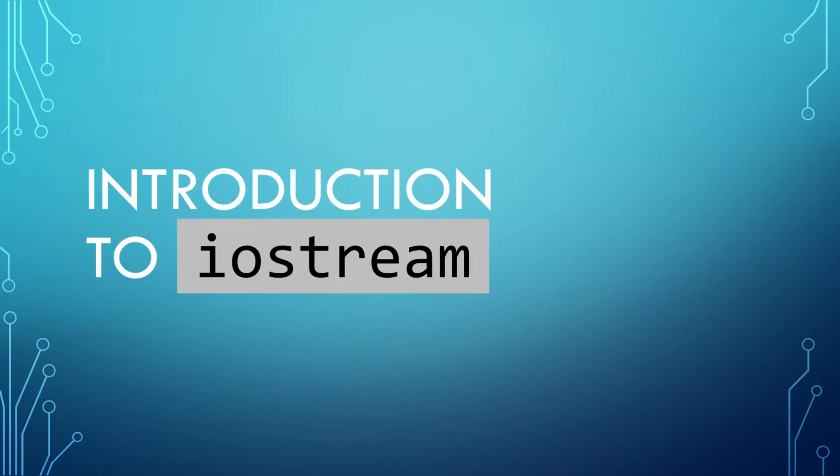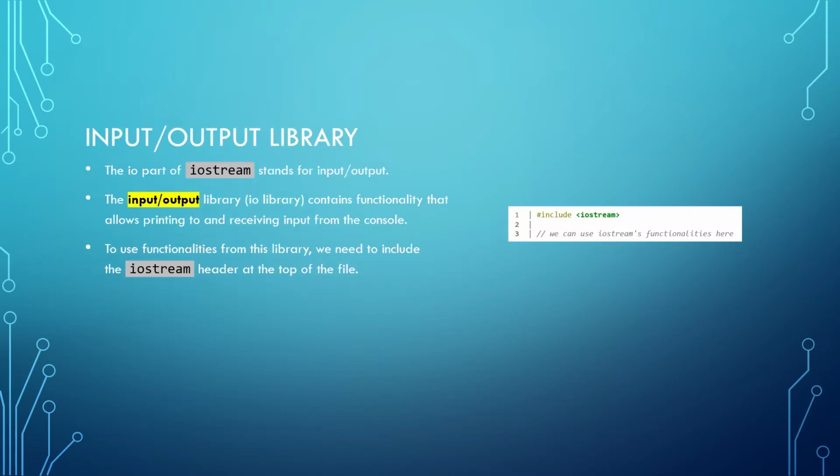So first, let's talk about the iostream. The IO part of iostream stands for input-output, and the input-output library, or IO library, contains functionality that allows printing to and receiving input from the console. To use functionalities from this library, we need to include the iostream header at the top of the file. So for our programs, we'll have to include this line at the top of the file, and then we can use its functionalities after it.